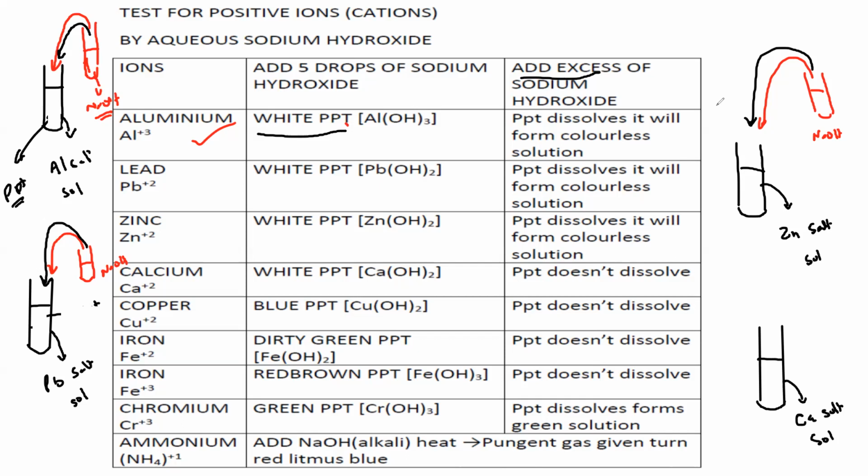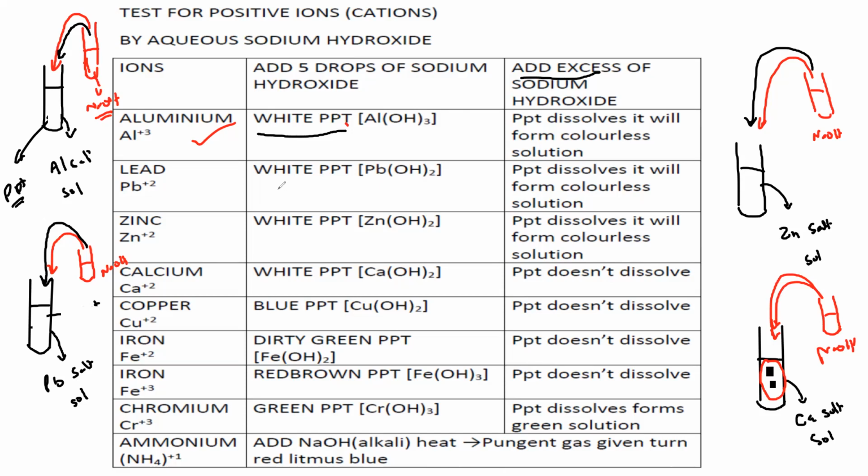Now what we did, we are adding sodium hydroxide. So first we add 5 drops. The moment we add sodium hydroxide, we'll observe white PPT. I am drawing black here just to represent, but in practical, it will be white PPT. But when we add excess, meaning more than enough or too much sodium hydroxide, this precipitate will not dissolve. So we will see the solid will remain there and the precipitate does not dissolve.